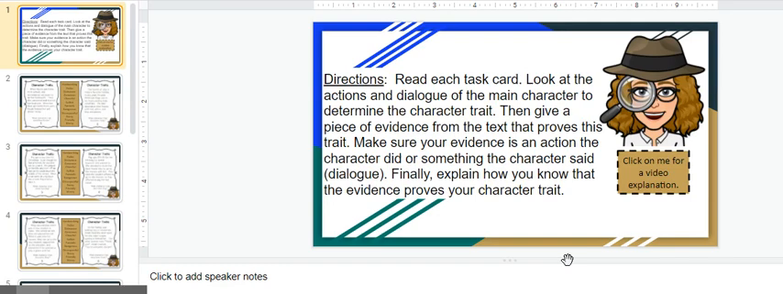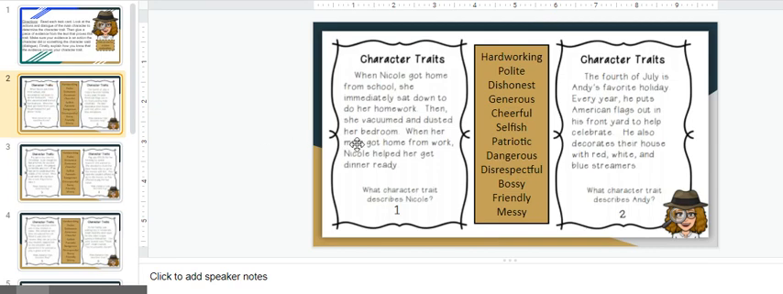So we're going to do two of them together so that you get the idea of what I mean by this. And then you're going to do 10 of them on your own. So let's begin. We're going to go to slide 2. And this is the first paragraph.